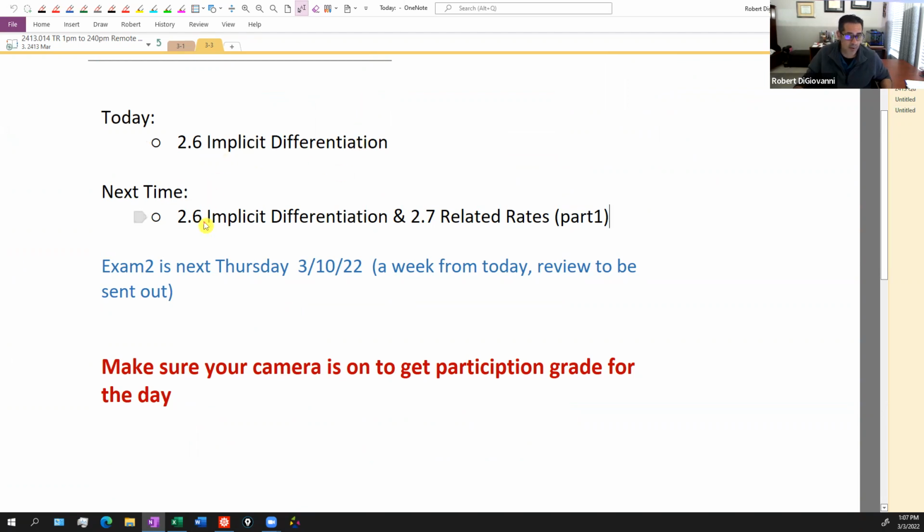So next time, which is on Tuesday, we'll either have more implicit differentiation or we'll finish it, and then we may start with the related rates section, which is word problems. And remember that exam 2 is a week from today.